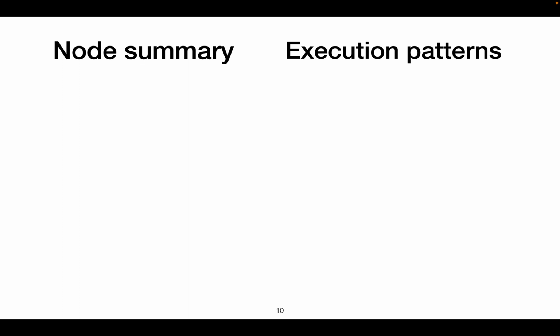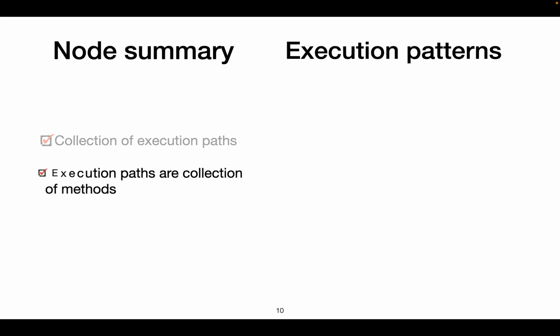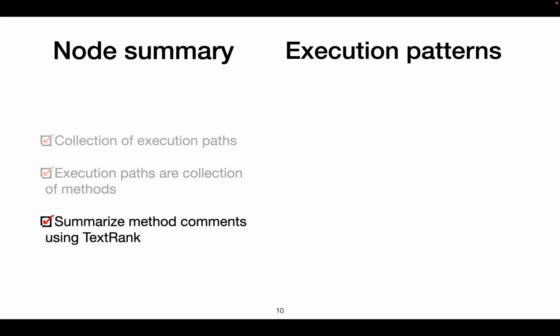So now we'll discuss how we get the node summary and execution patterns. A node has execution paths, and the execution paths have methods. So we collect all the comments of the methods of the node, and we summarize that using the TextRank algorithm, as it doesn't require previous training, because it tries to get some similarity between the texts, so it fits very well with our purpose.